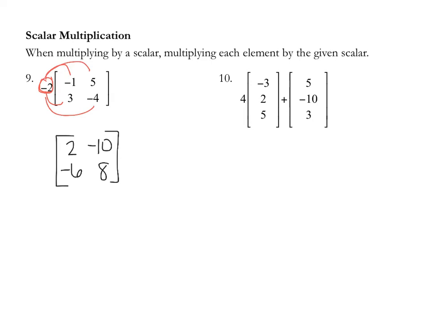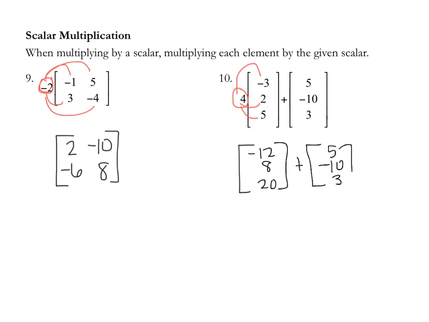So then we can start to put operations together. So number 4, they want us to multiply the first one only by 4. So those are all going to get multiplied by 4. And then afterwards we'll add it. You do need to make sure you follow your order of operations, that you're multiplying before you add. So then we're going to get negative 12, 8, and 20 for the first matrix. And then we have to add that with the second matrix to get our answer. So that's going to be negative 7, negative 2, 23. So that would be our answer for number 10.